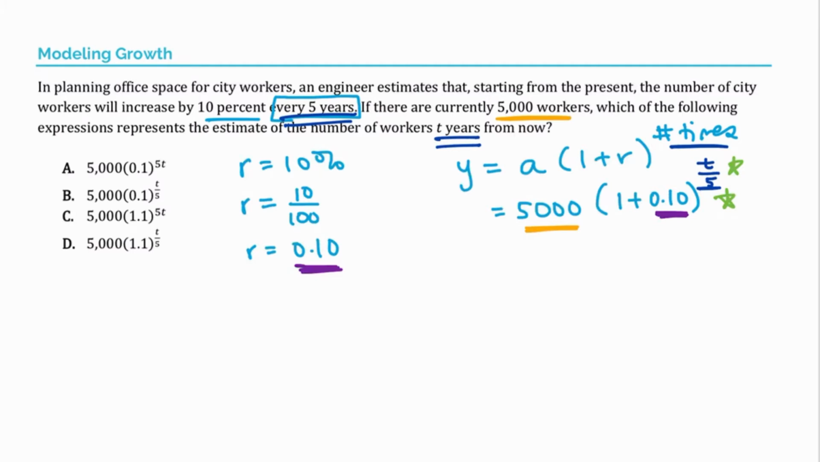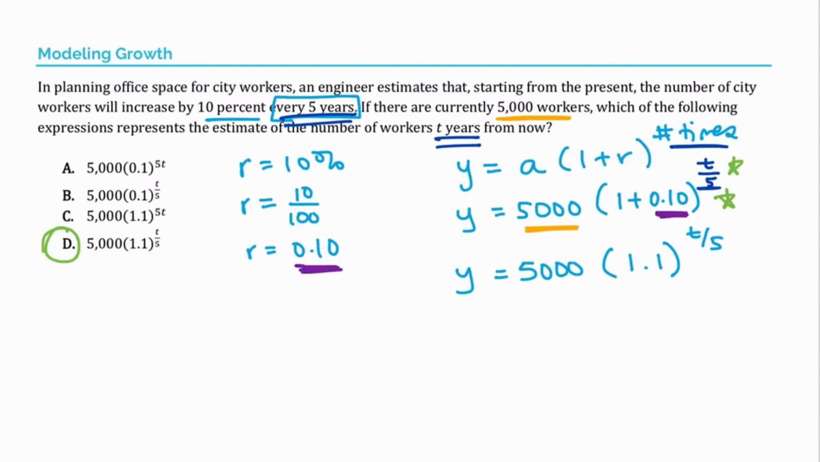It would have only been 5 times T if something changed 5 times per year and then it had been T years. So our final answer, sorry, I know I'm getting very sidetracked explaining that exponent, but it's the hardest part, so I want to make sure you understand. So it's going to be 5,000 times 1.1 to the power of T divided by 5. So it looks like our correct answer is option D.